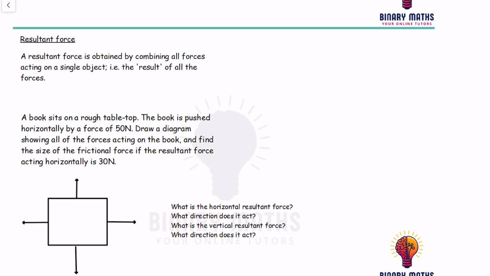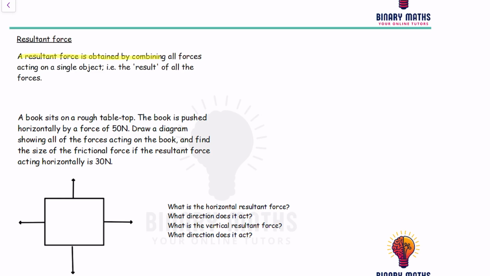Okay, resultant force. A resultant force is obtained by combining all forces acting on a single object. So let's go through an example where we apply it. A book sits on a rough tabletop. So rough means there is friction on the table surface. The book is pushed horizontally by a force of 50 newtons. So pushed 50 newtons this way. Draw a diagram showing all the forces acting on the book and find the frictional force if the resultant force acting horizontally is 30 newtons.